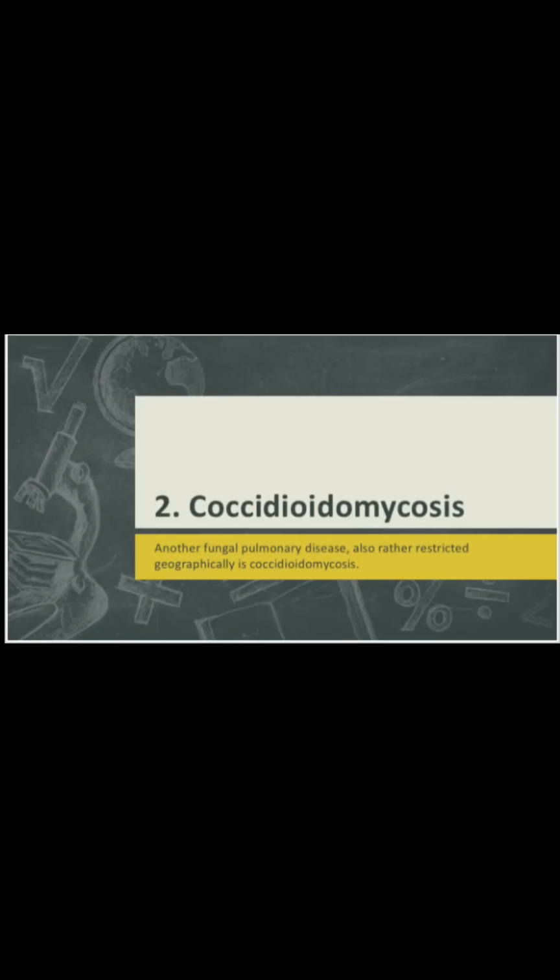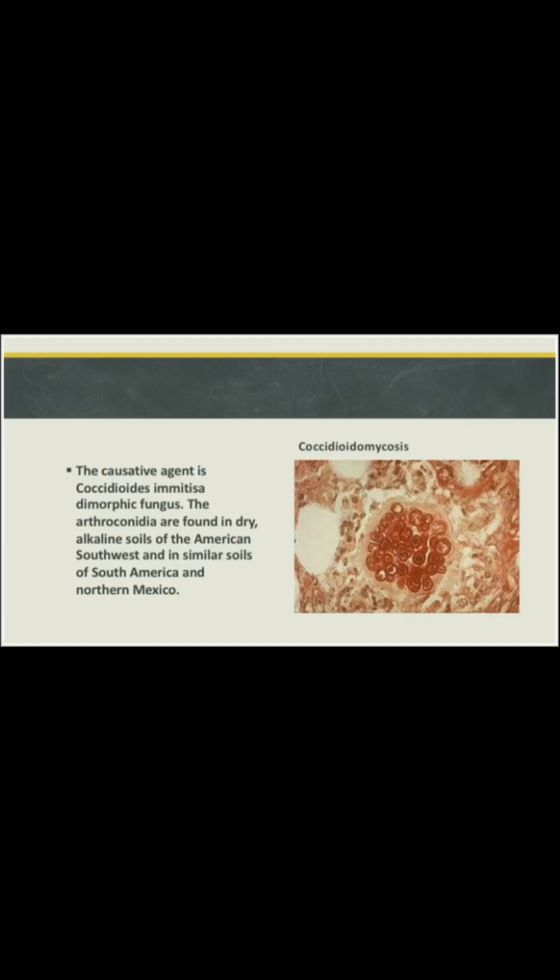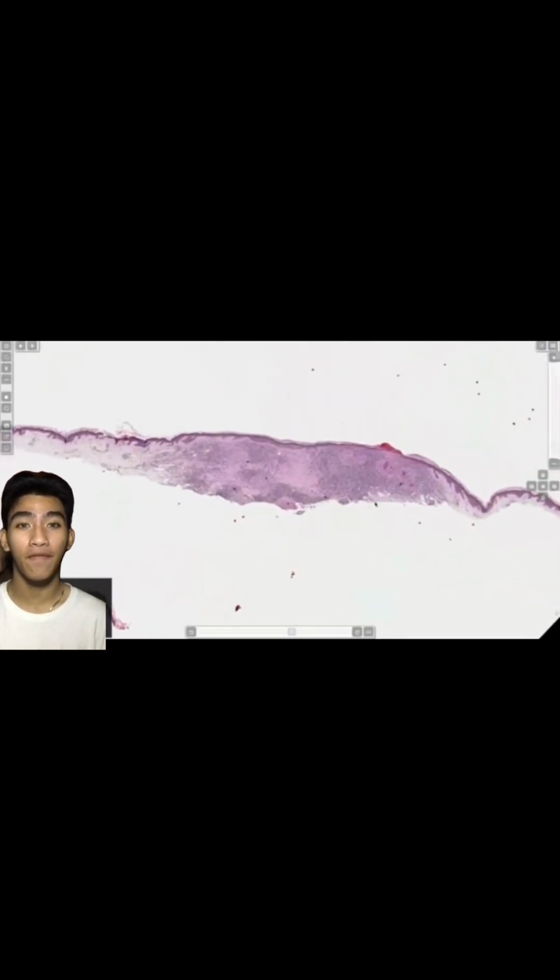Next is coccidioidomycosis, another fungal pulmonary disease also rather restricted geographically. The causative agent is Coccidioides immitis, a dimorphic fungus. The arthroconidia are found in dry alkaline soils of the American Southwest and in similar soils of South America and northern Mexico. Because of its frequent occurrence in the San Joaquin Valley of California, it is sometimes known as valley fever or San Joaquin fever.